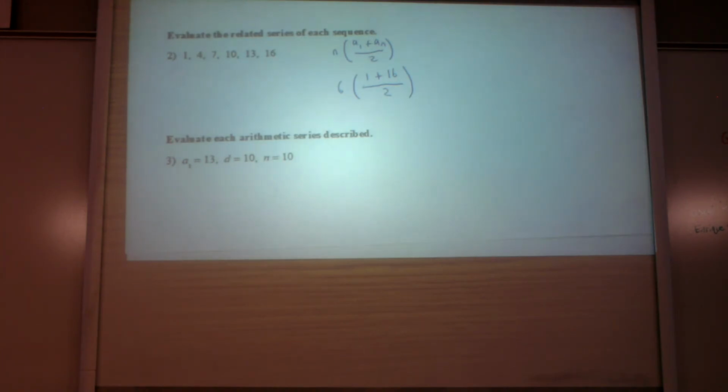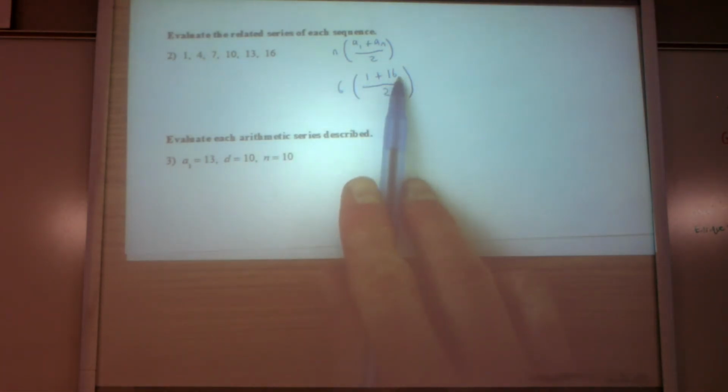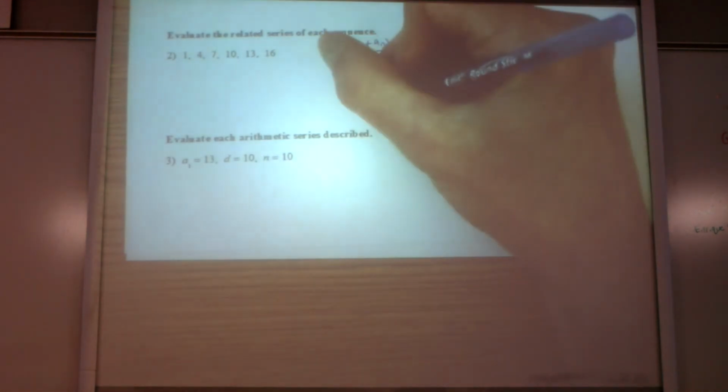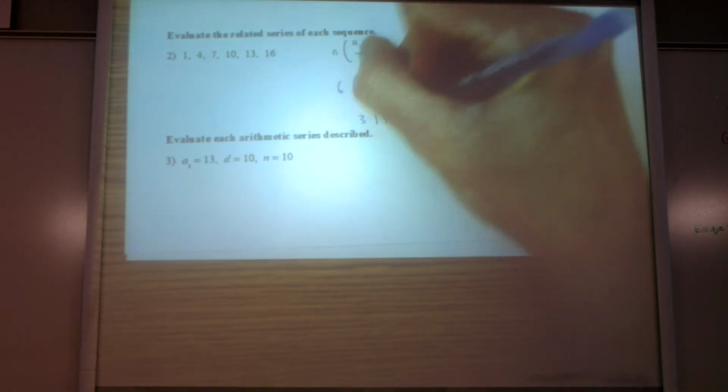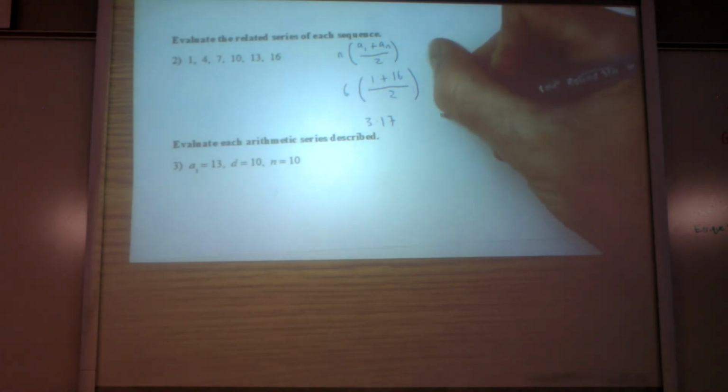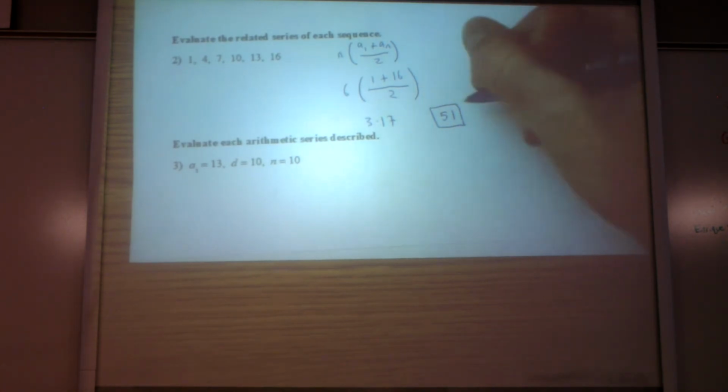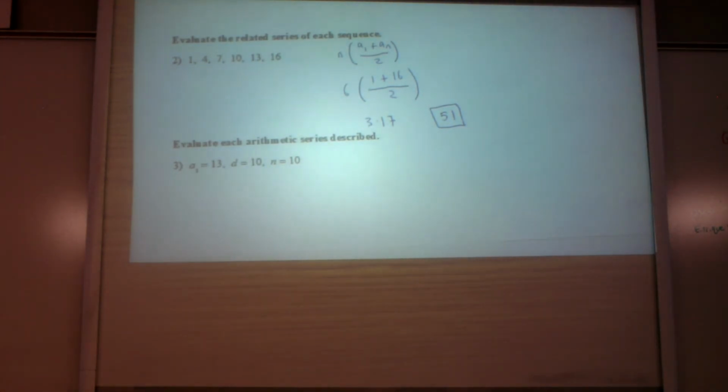Great. Okay, we could do this by hand. First off, 1 plus 16 is 17. 6 divided by 2 is 3. So I'm just going to do 3 times 17, which is 51. And if you wanted to figure out how to put that in your calculator for sigma notation, you got it. But I'm happy with that. So this problem is gone.